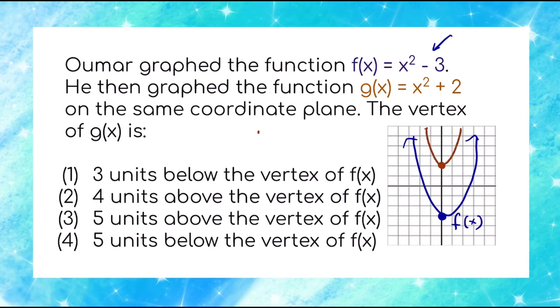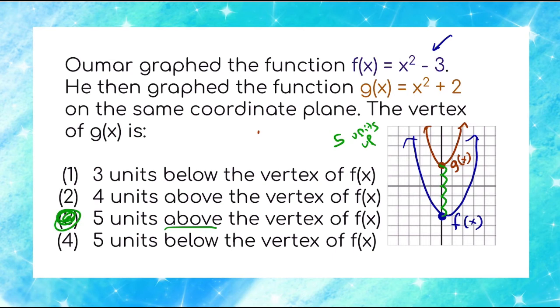So if I was to graph that one, just a sketch, I'm trying to figure out how we can describe the vertex of g of x compared to f of x. So I'm starting at f of x and I'm going to g of x. Which one of these choices describes that shift? So if we count up, we have 1, 2, 3, 4, 5. So 5 units up. The choice that's the most similar to that would be 5 units above. So I'll go with that.